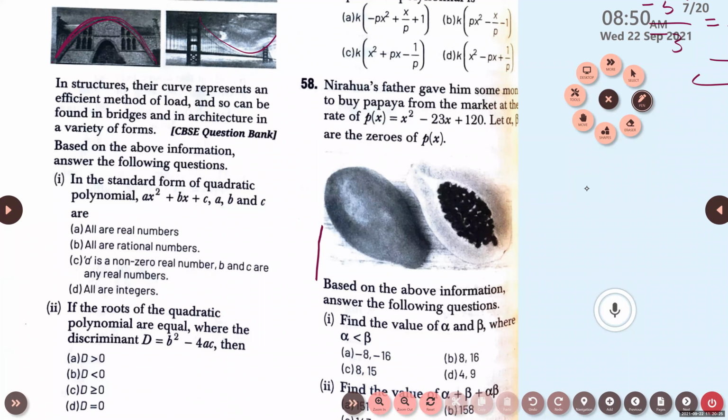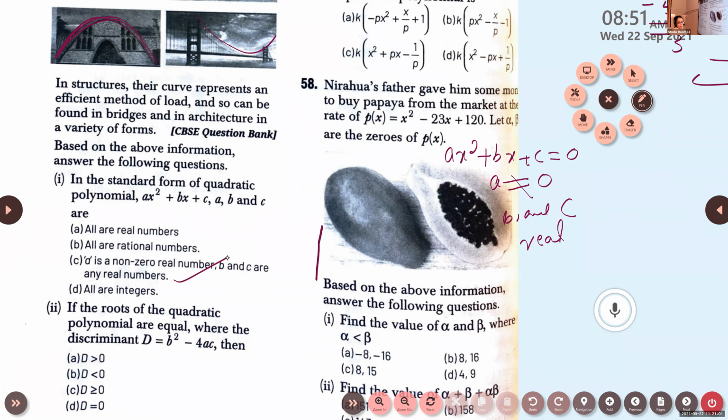And C. C is the correct option. A cannot be 0. Ax square plus bx plus c equal to 0 is a quadratic equation and its graph is a parabola, where a cannot be 0. A can never be 0, and b and c are real numbers. All are real numbers, but a not equal to 0. So a is a non-zero real number. A cannot be 0 and b and c are any real numbers.